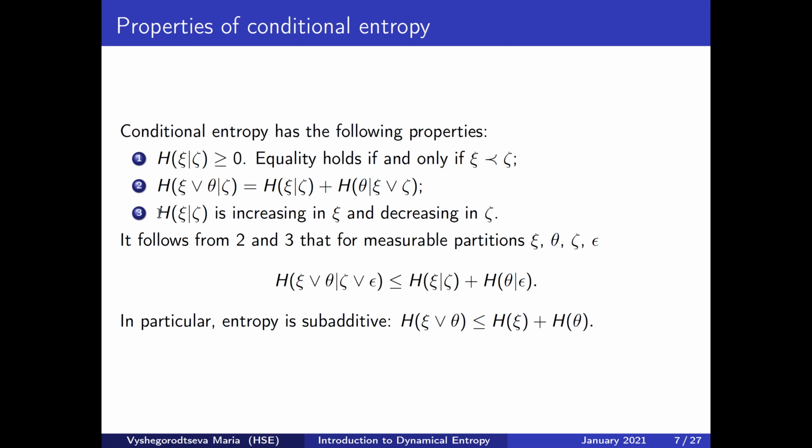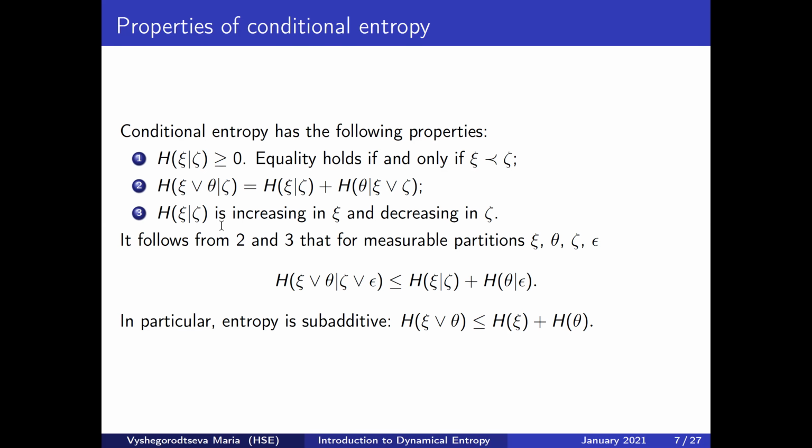Also, the conditional entropy of xi with respect to zeta is increasing in xi and decreasing in zeta, which means that when we take xi 2, which is greater in this sense than xi 1, then the conditional entropy of xi 2 with respect to zeta is greater than the conditional entropy of xi 1 with respect to zeta, and is decreasing in zeta, which means that if we take two zetas, zeta 1 and zeta 2, and zeta 1 is less or equal than zeta 2 in the sense I discussed before, then the conditional entropy is decreasing.